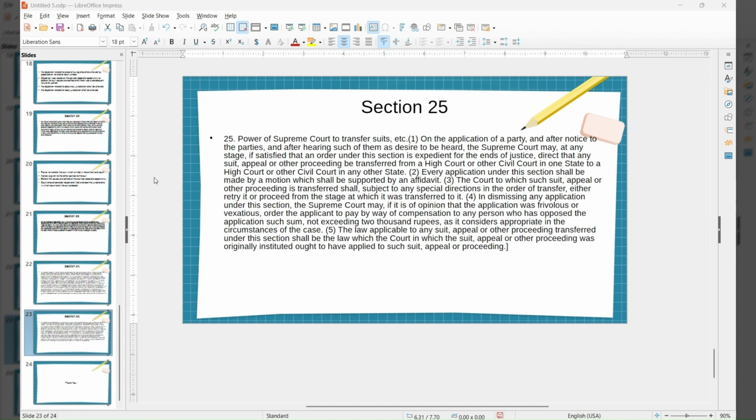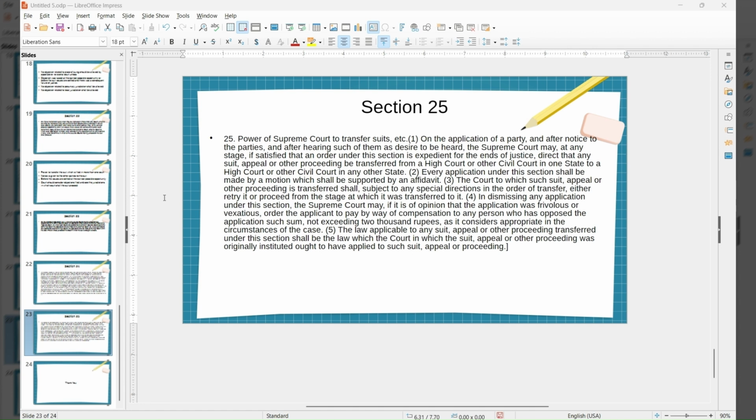Subsection 2 talks about the requirements for filing an application. Every application must be made by a motion, and the motion must be supported by an affidavit. The affidavit should be submitted explaining the reasons why transfer is necessary. This ensures that frivolous applications are avoided. Based on the reasons, the Supreme Court will transfer the suit.